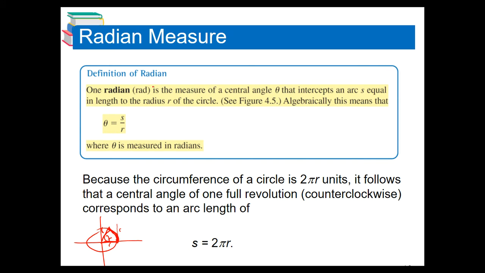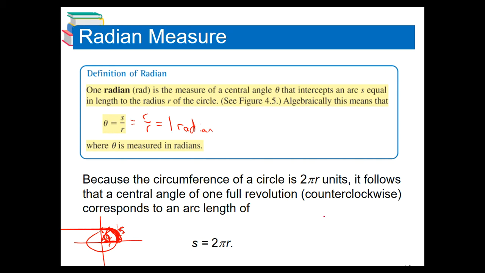Let's read through this again. 1 radian is the measure of a central angle theta that intercepts an arc S equal to the length of the radius of the circle. Algebraically, what that means is theta, this angle, is going to be the arc length divided by the radius. In this case, the arc length S is equal to R, so we have R over R, and that's where we get 1 radian, when the arc length is the same as the radius.